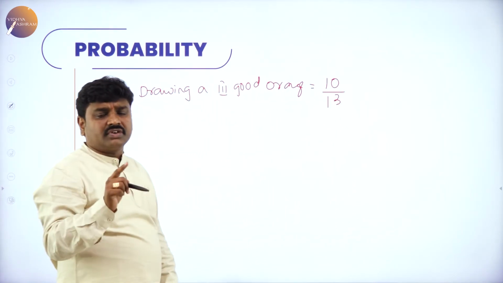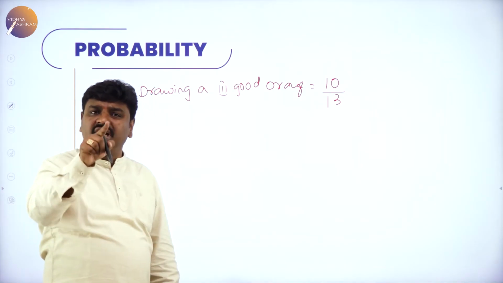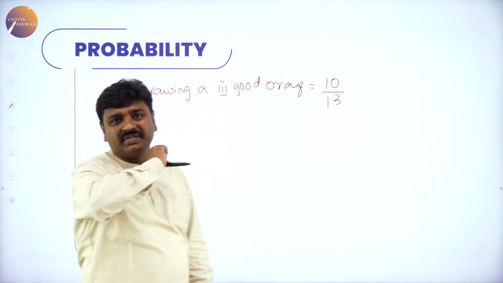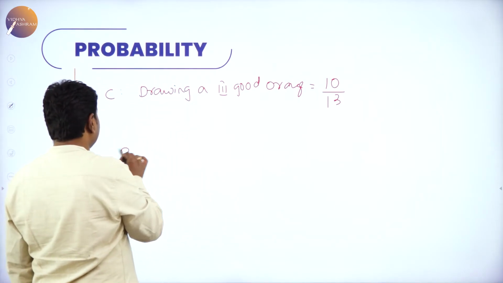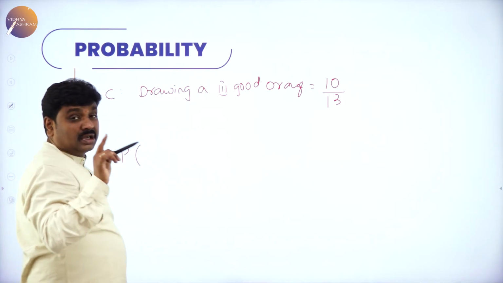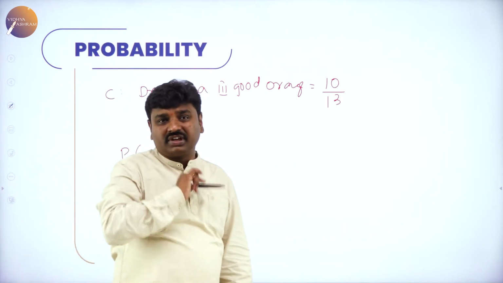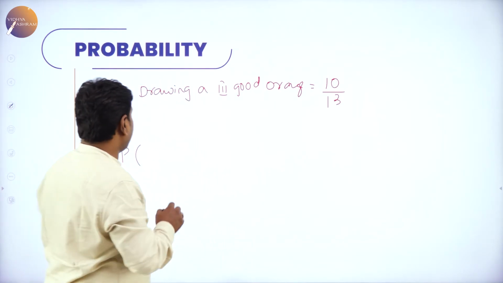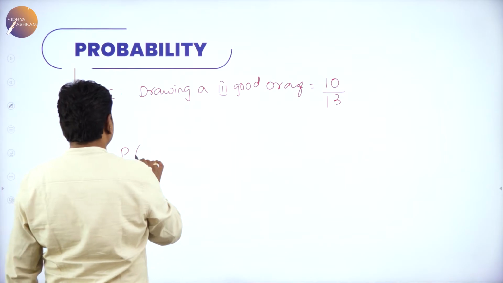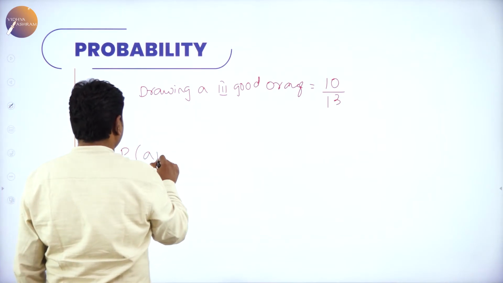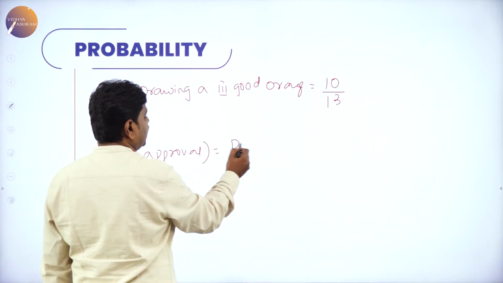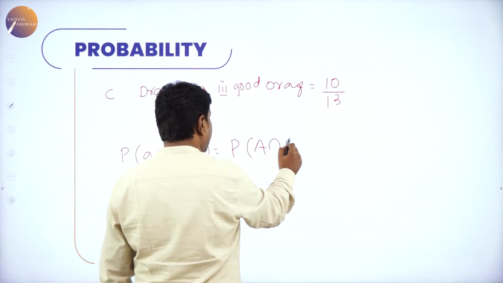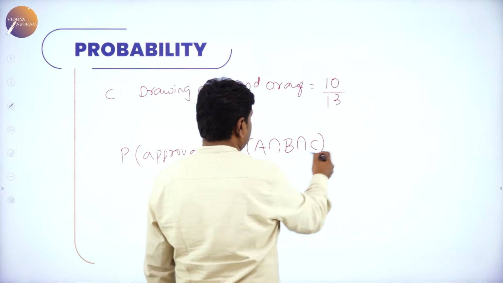Drawing the first orange, second orange and third orange are independent events. They will not depend one on the other. So if 3 events are independent, we can use the multiplication theorem. If the box has to be approved for sale, all 3 should be good. So the probability of approval is the probability of taking 3 good oranges: first one good and second one good and third one good. This is equal to what?